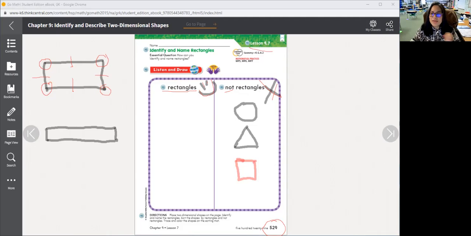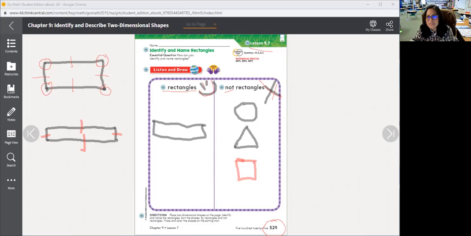Yes. Why is it a rectangle? It has 2 big sides and 2 little sides. Good job. Yes, that's one of the things that we can identify a rectangle. It has 4 sides, but 2 sides are longer, right there, and then 2 sides are shorter. That's how we know it's a rectangle. So everybody go ahead and draw your rectangle that I just drew, because that one is a rectangle. Good job. Thank you, everybody.